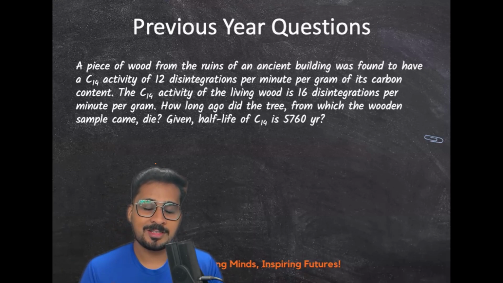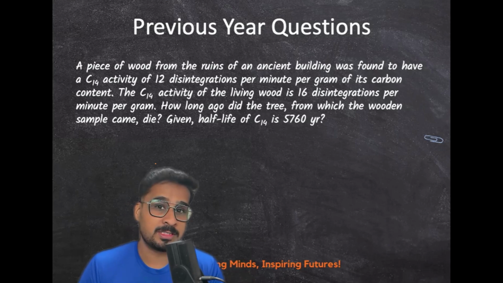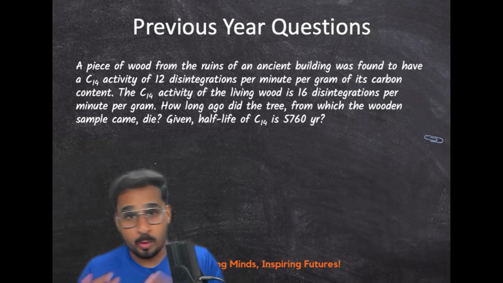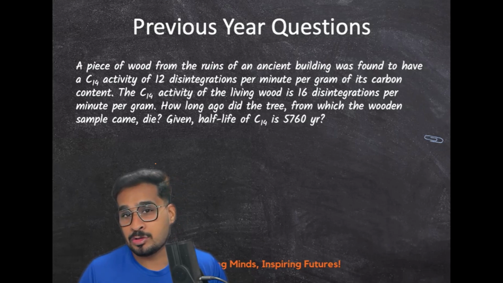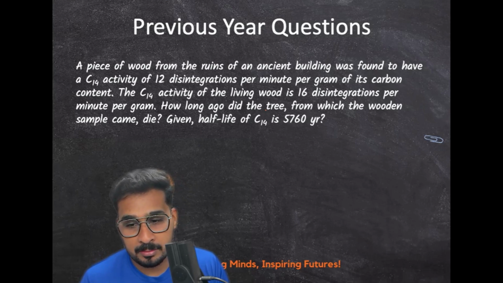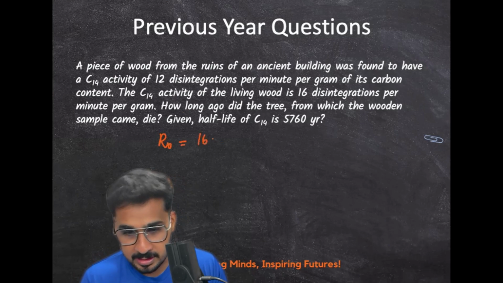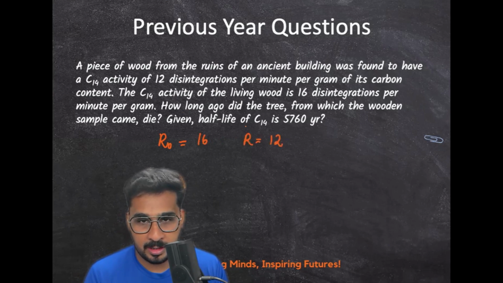This process is called carbon dating, with which we are able to find the dates of the dinosaurs and the fossil fuels that existed millions of years ago. They do it by measuring the rate of decay of the present sample and knowing the half-life of C14, which is already known. C14 is a radioisotope of normal carbon, that is C12. So for the living wood, R naught is equal to 16 disintegrations per second, and R is equal to 12 disintegrations per second.